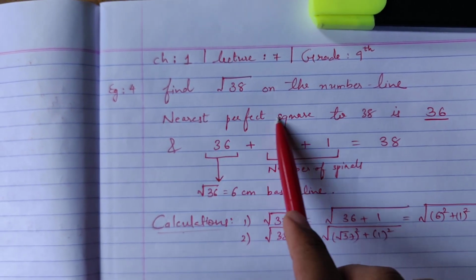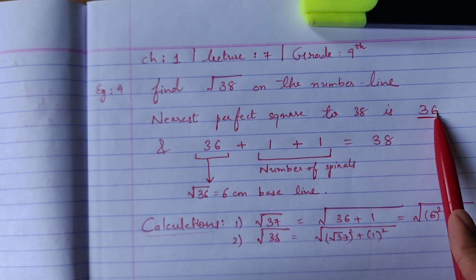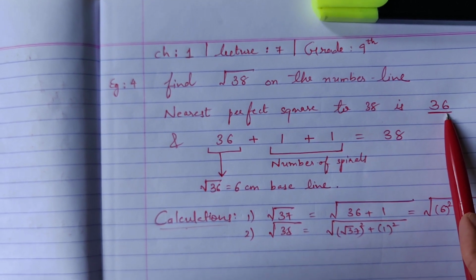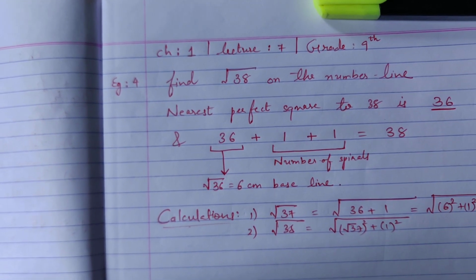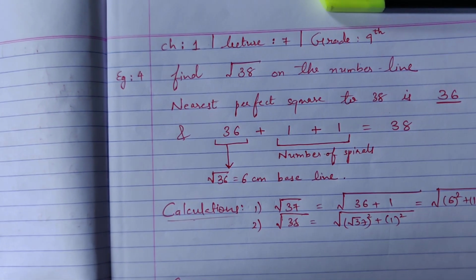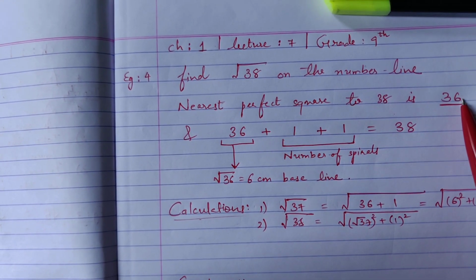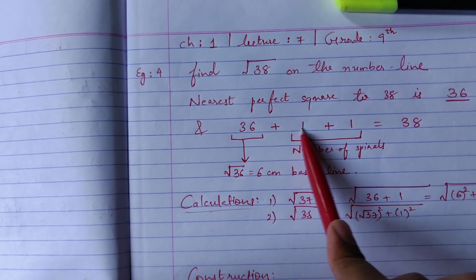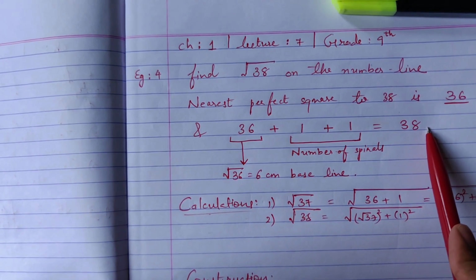So the nearest perfect square to 38 is 36. If you remember, we have to find the nearest least perfect square number to the number which is present inside the root. So as we have found, 36. Now 36 plus 1 is equal to 38.